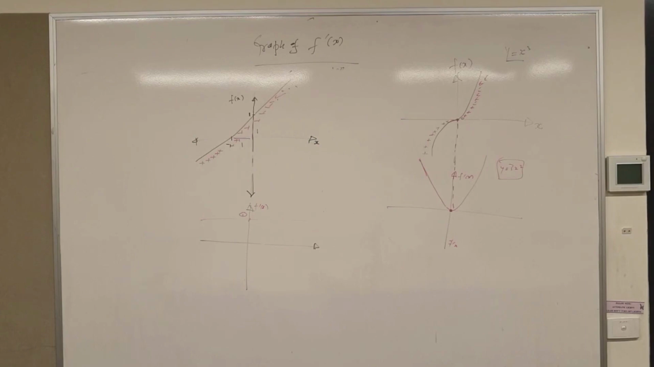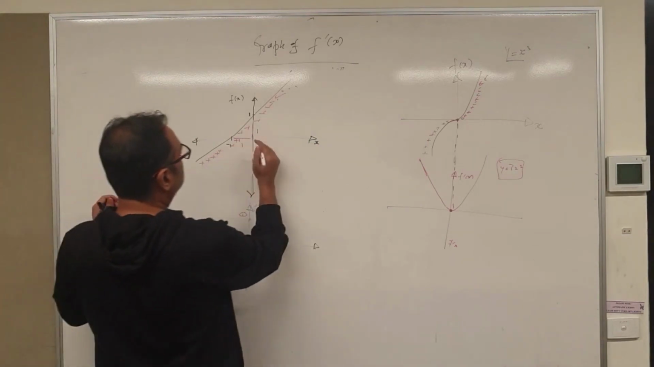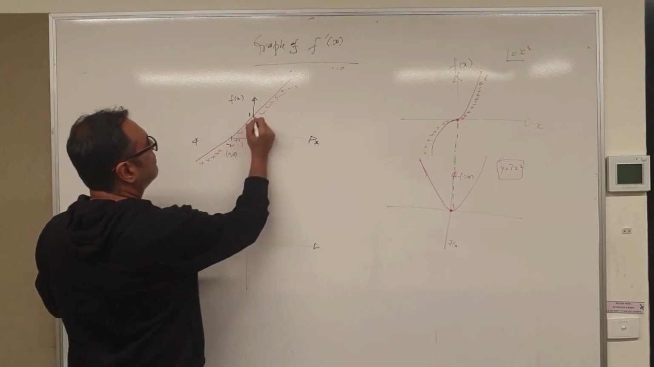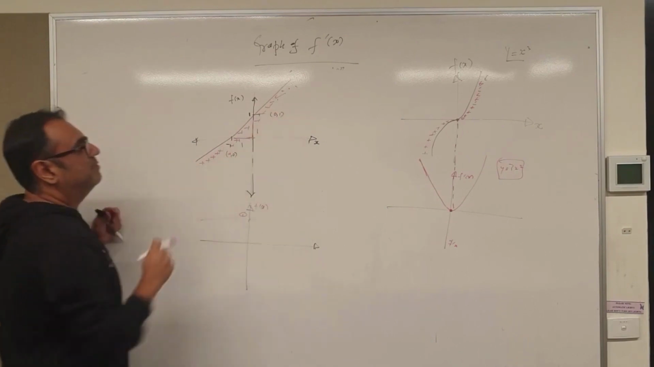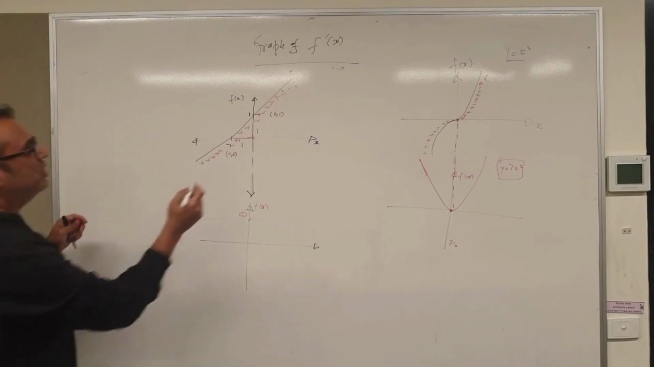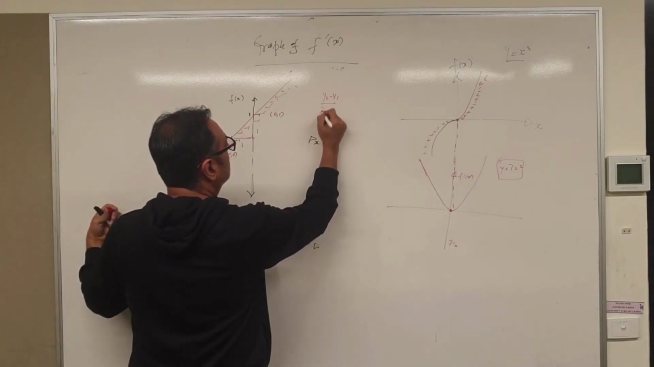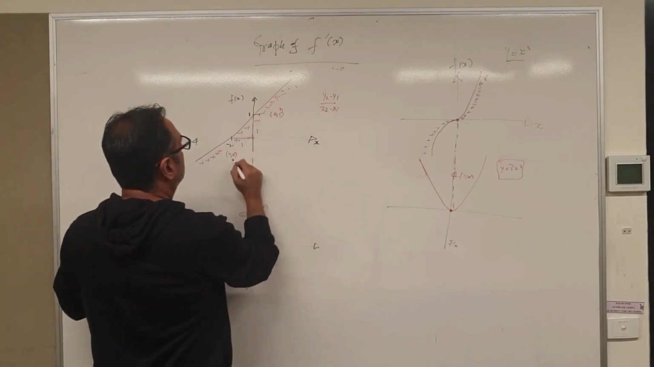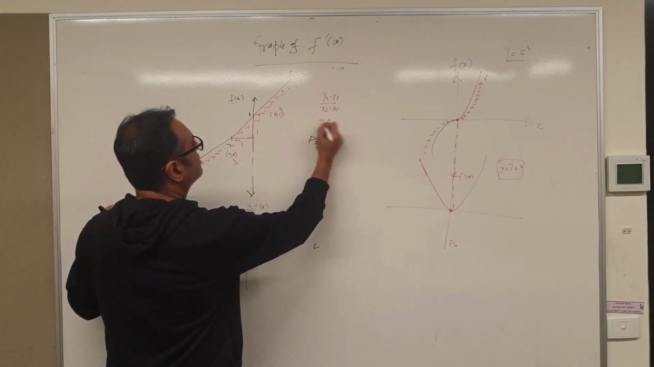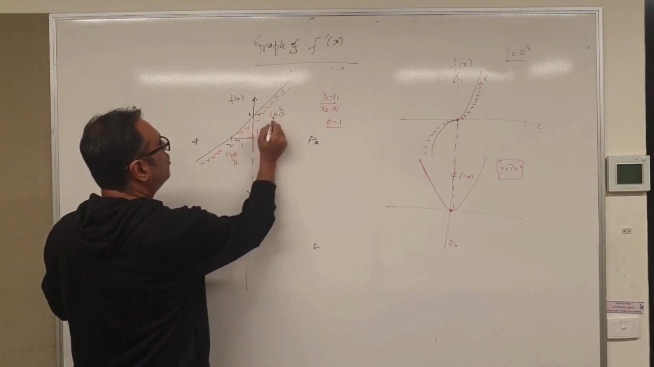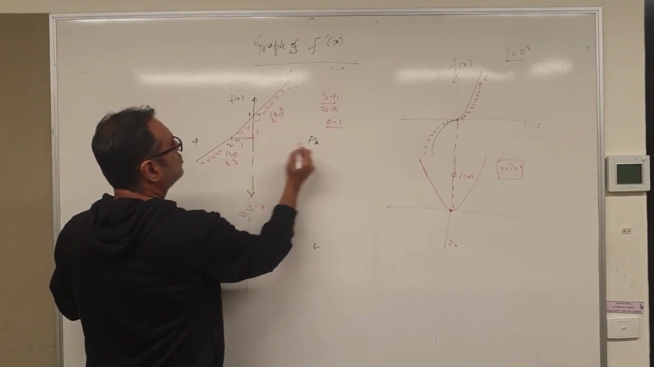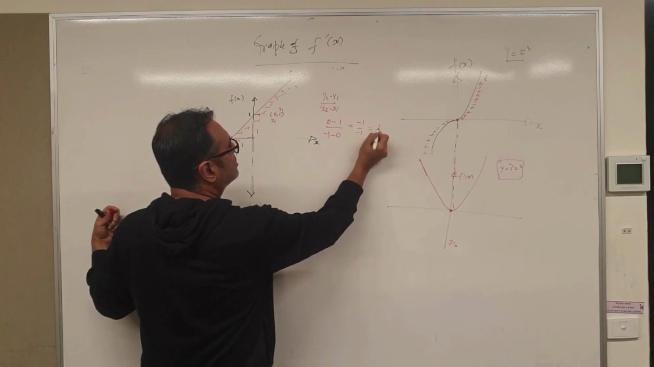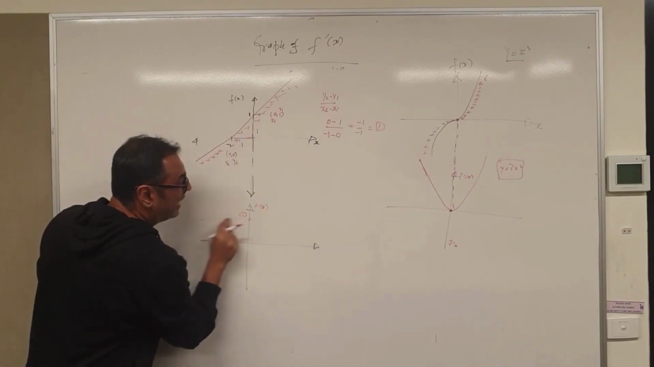Now, shall we quickly find the slope by any chance? So this point is -1, 0, and this point is 0, 1. What is slope? y2 minus y1 over x2 minus x1. So 1 over 1 is 1. That is why it's 1, it's the line here, not here.